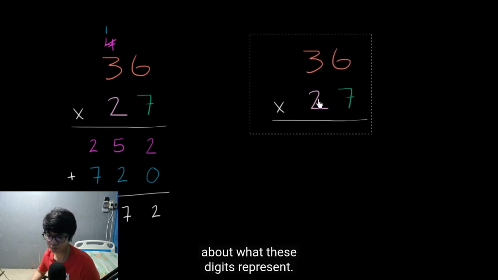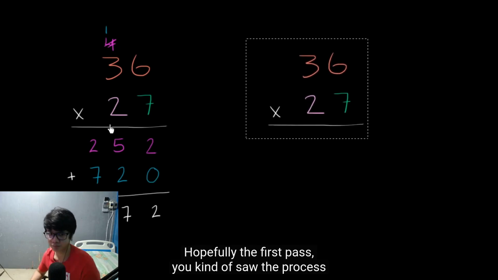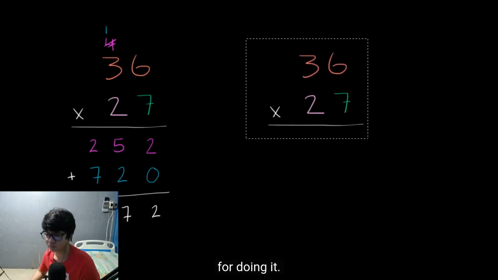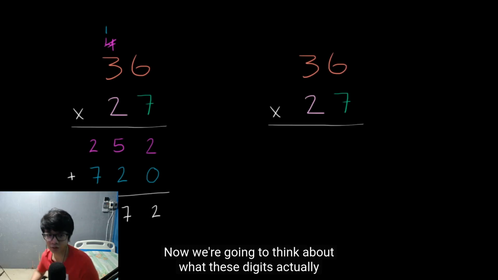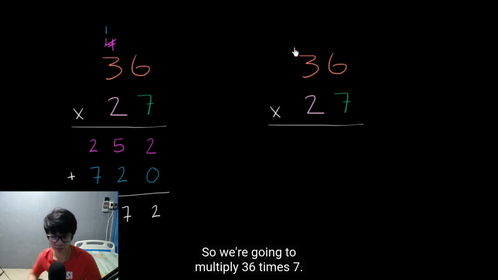Now I'm going to do this exact same problem again, but this time I'm going to really talk about what these digits represent. Hopefully the first pass, you kind of saw the process for doing it. Now we're going to think again about what these digits actually represent. So we're going to multiply 36 times 7.